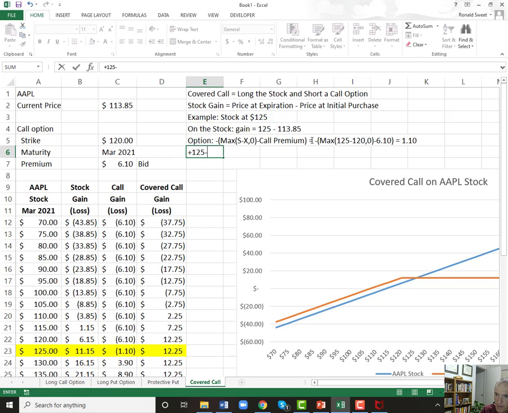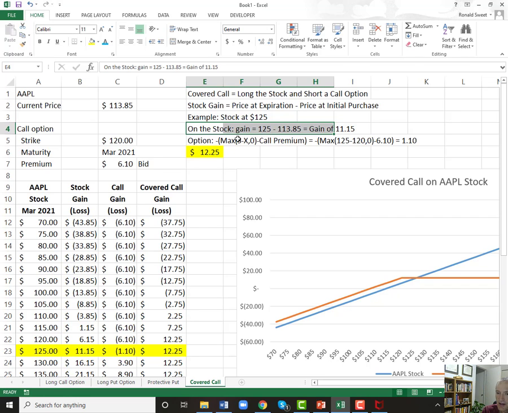So if you take 125 minus 113.85, that's going to be a gain of 1115. So if you take 1115 plus 110, you get 1225, exactly what he did here. And we don't need to try any of the scenarios. $130, $180, $300, $74 million, it doesn't matter. The highest we'll ever be is 1225. So that's the best we can possibly do. We would have been much better off having just bought Apple stock and not done all of this.